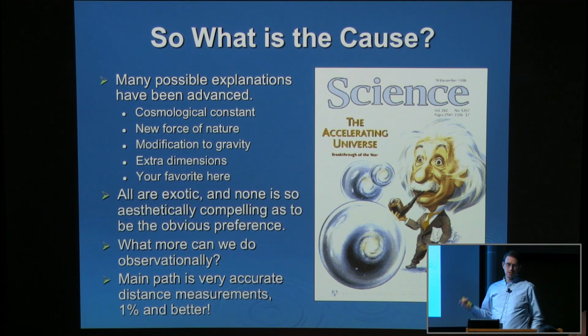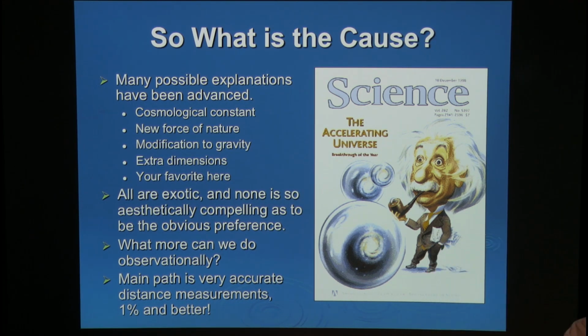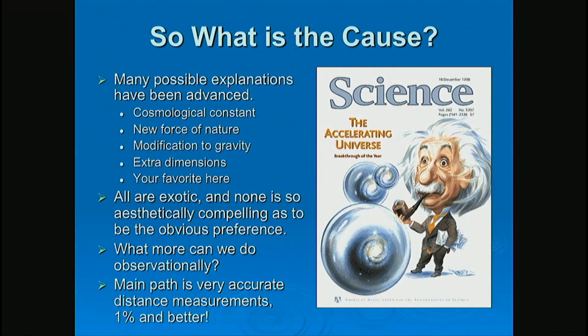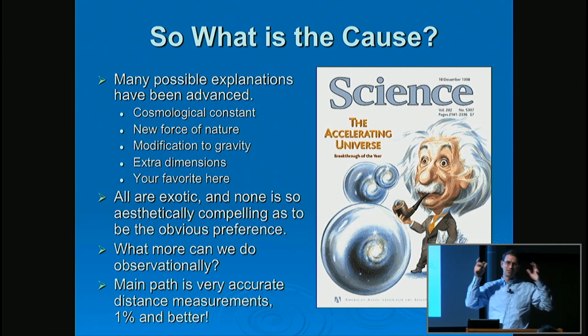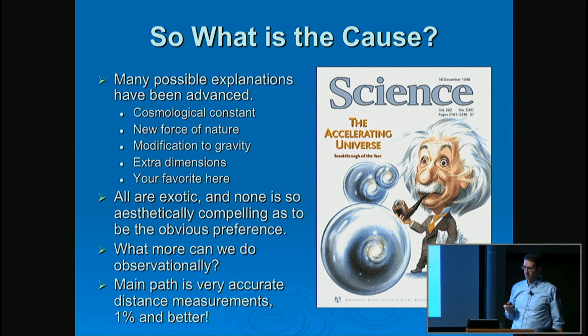So what's the cause of this? Well, there have been many possible explanations advanced for dark energy, the most famous of which is the cosmological constant that Einstein actually introduced in an effort to make the universe basically stand still. He wanted to balance the universe, so the gravitational forces and this outward going force would exactly balance and the universe would stay static. We now know that's not the case, and that's why he labeled it his biggest blunder. But it might be the cosmological constant.